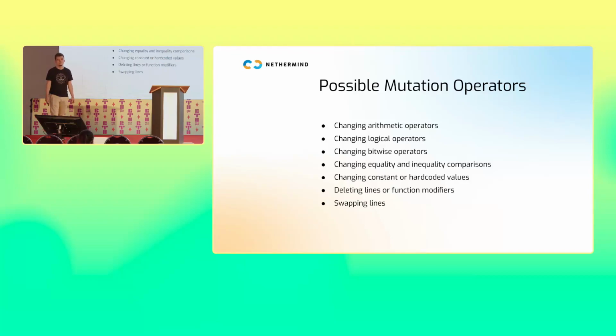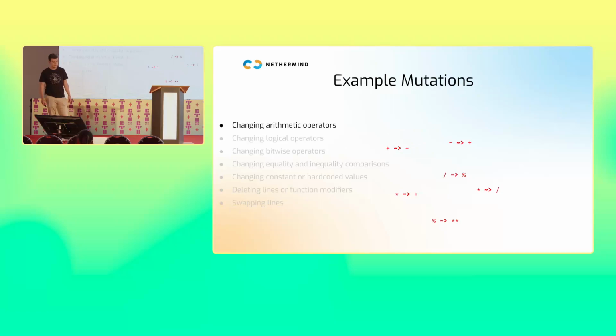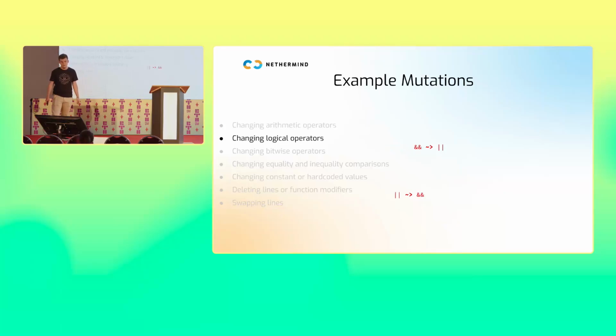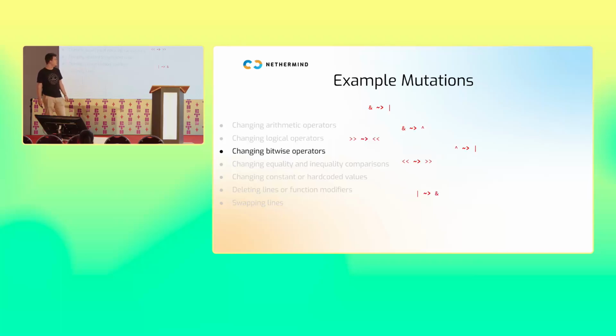This is focused on Solidity smart contracts. There could be more mutations or different kinds as well. This is just an example. We have arithmetic operators, so just changing a plus sign to a minus sign, modulus to exponent, that kind of thing. We have logical operators, right? We can change logical and to logical or, the other way around. We can change bitwise operators, so we can change bitwise or to bitwise and as well. And we can also change bit shift right to bit shift left.